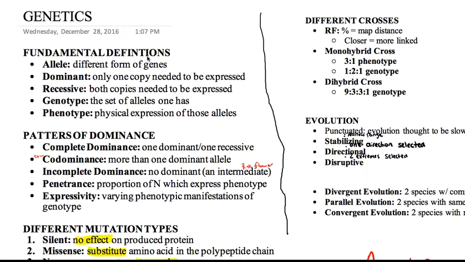So, fundamental genetics definitions. Alleles are different forms of genes. Dominant is when only one copy is needed to be expressed. Recessive is when both copies are needed to be expressed. Genotype is the set of alleles one has, and phenotype is the physical expression of those alleles, so the observable physical characteristics.